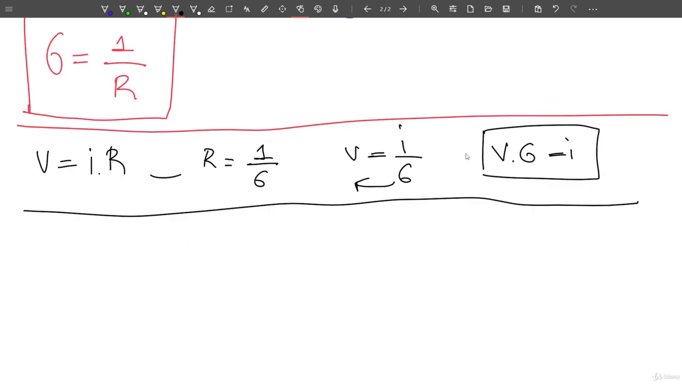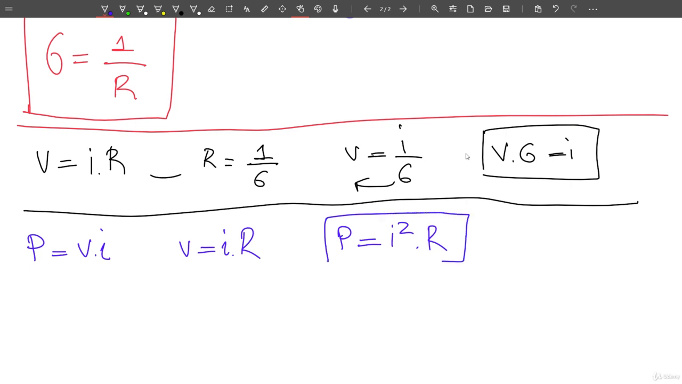Now let's have a look at how we can express the power absorbed by a resistor in different ways. So we know that power absorbed in a resistor is equal to voltage times current. And we also know that voltage is equal to current times resistance. So if we replace each voltage value by I times R, we're going to have power is equal to I squared times R. And that's the first equation that we derived from the two equations.